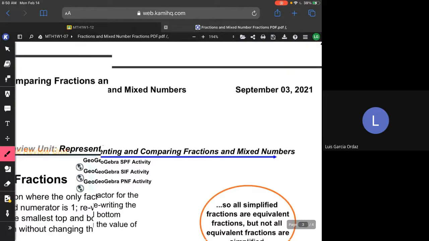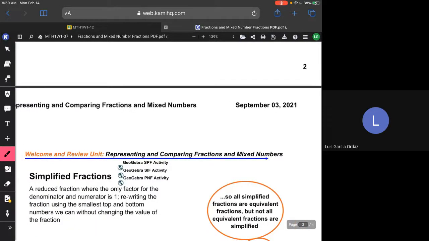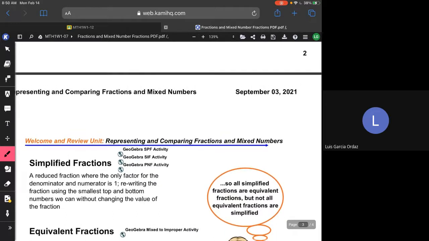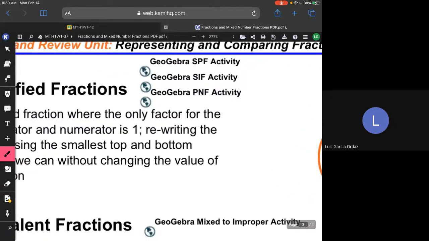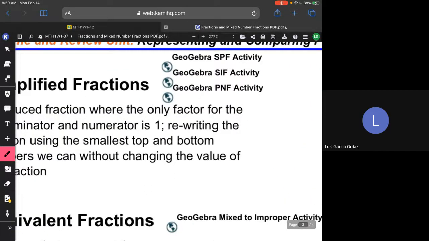So now we're going to figure out comparing and representing mixed number fractions. So we have simplified fractions. So obviously you guys know simplified means reduce as much as you can until you cannot reduce anymore. So for example, someone give me a fraction that can be simplified. Someone give me a number for the numerator. Someone just give me a number. 5. Okay. Someone give me a denominator. Lauren? 30.